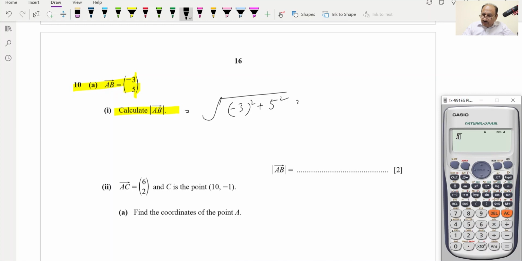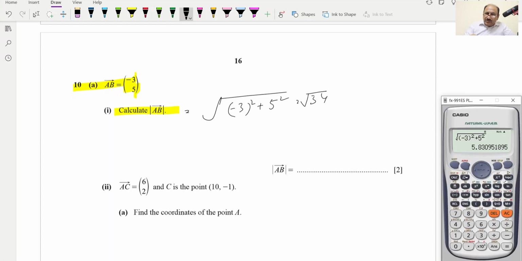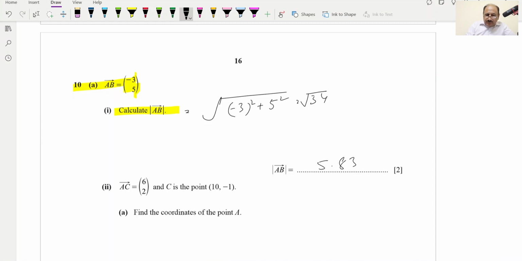So under root of minus 3 squared, and this square you will have to put in brackets, so 5 squared, and this is equal to under root 34. So square root of 34, or we can provide the decimal value, which is 5.83. So we can write 5.83. This will be a 2-mark question, the modulus of AP.